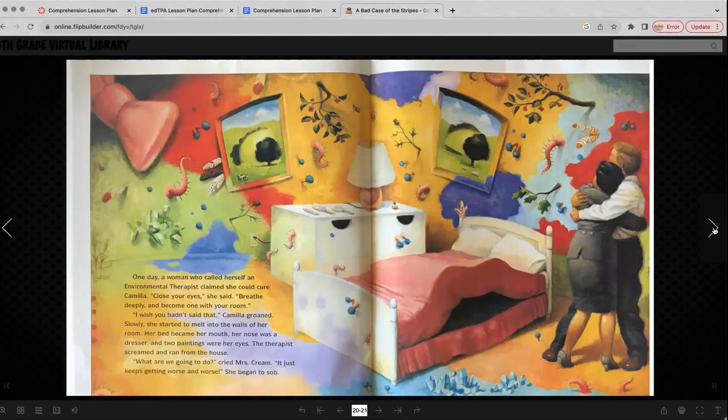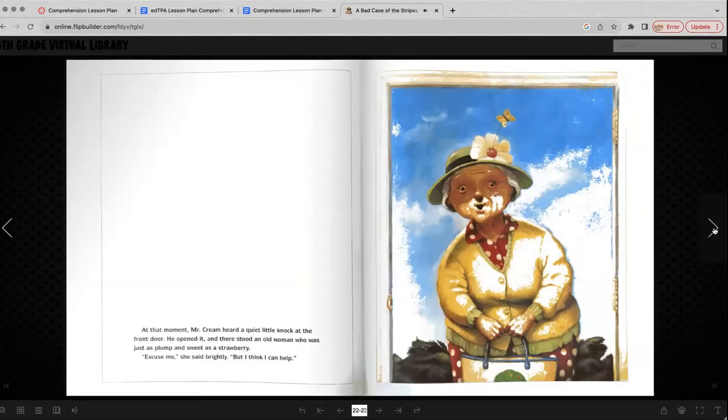What are we going to do? cried Miss Cream. It just gets worse and worse. She began to sob. So what happened? Yeah, Camilla became her room. Goodness.